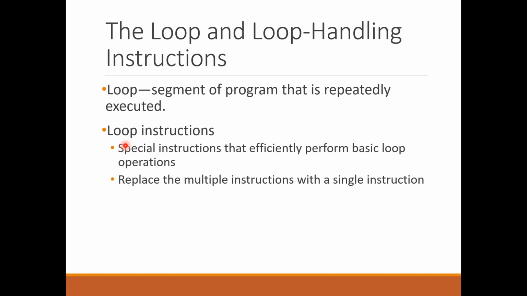A loop is a segment of code or a segment of a program that is repeatedly executed. There are some portions of your program that need to be executed more than one time. In this case you need to use a loop in assembly programming. Loop instructions are special instructions that perform some basic loop operations.